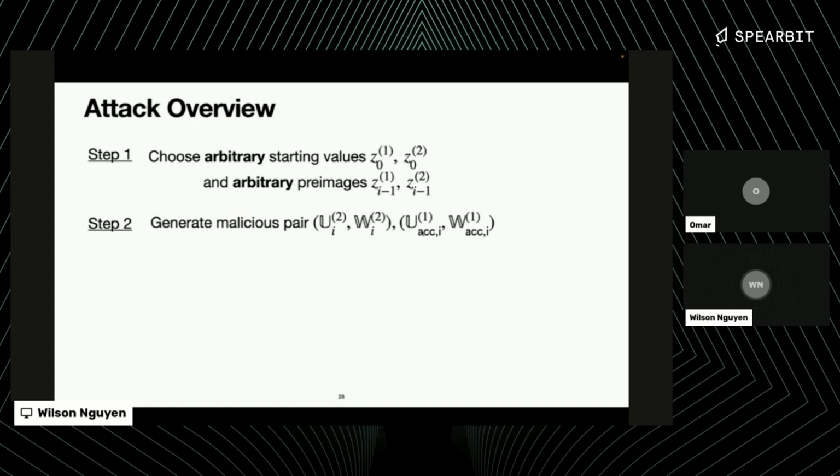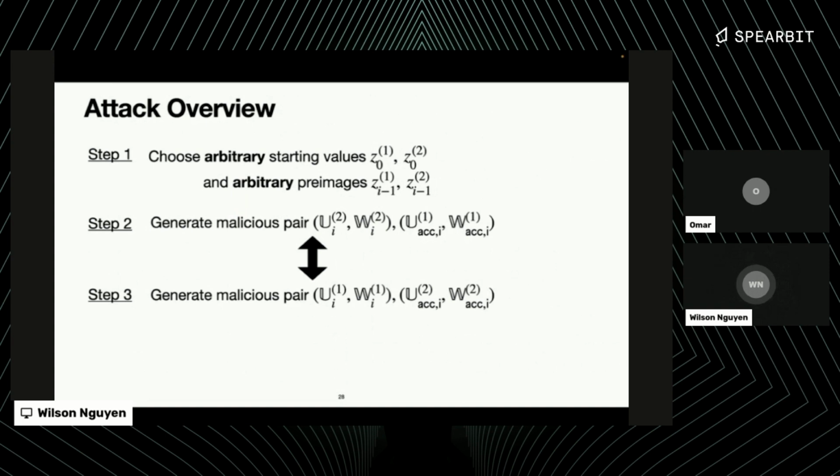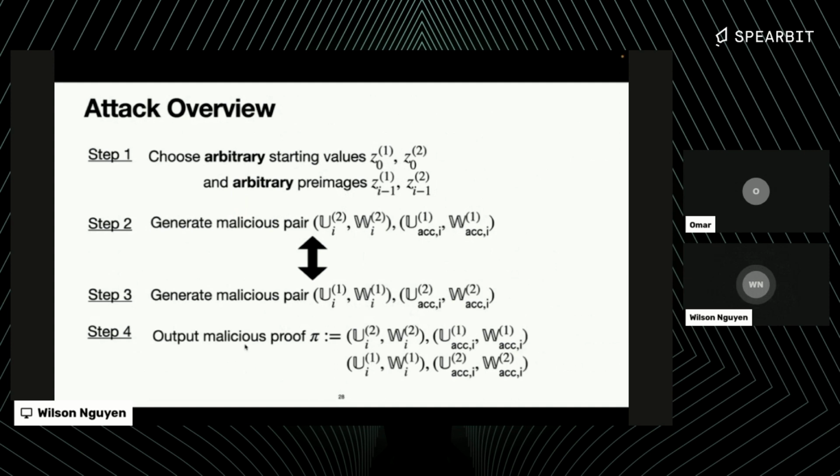We first generate the malicious pair, so this is just the front half of the proof. And symmetrically, using the same technique, we'll actually be able to generate the other half of the proof. It's because those checks are symmetric. And so you can just repeat the algorithm we use to generate this malicious pair to generate this malicious pair. And then we simply output the malicious proof, which just consists of both the pairs.